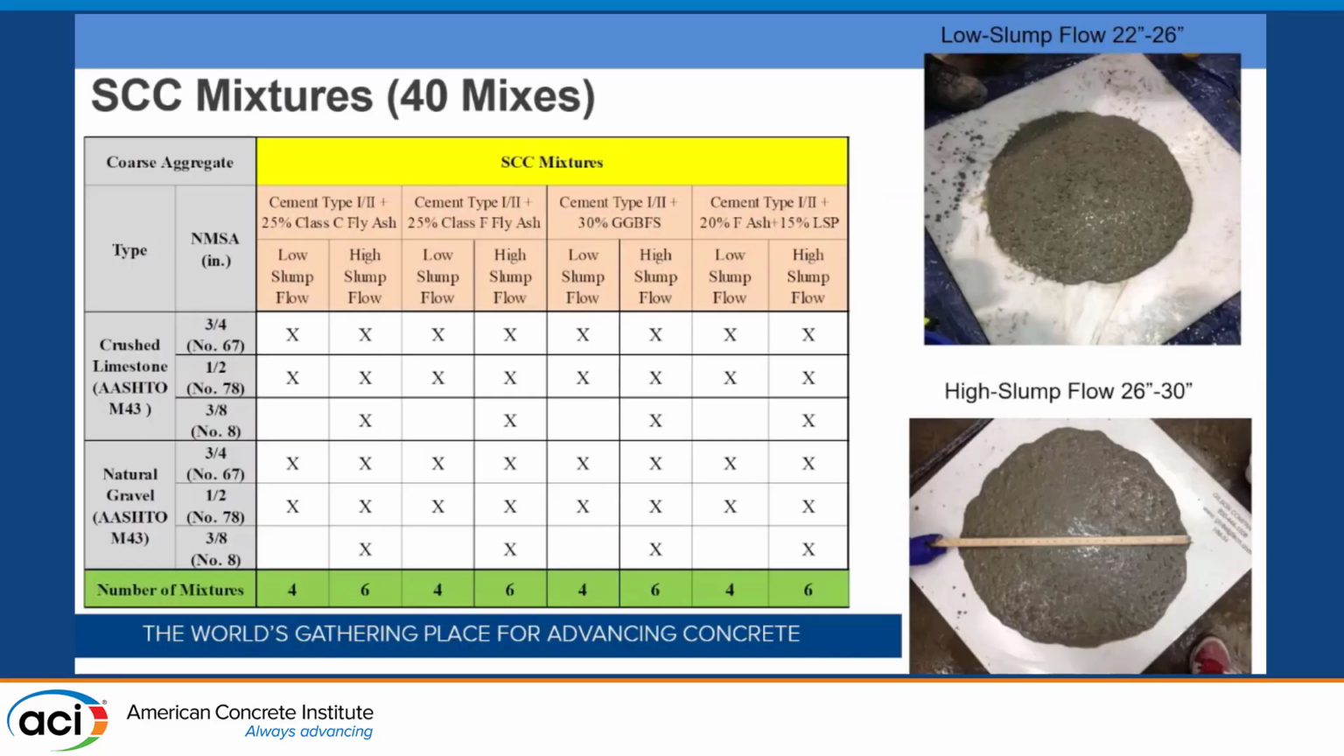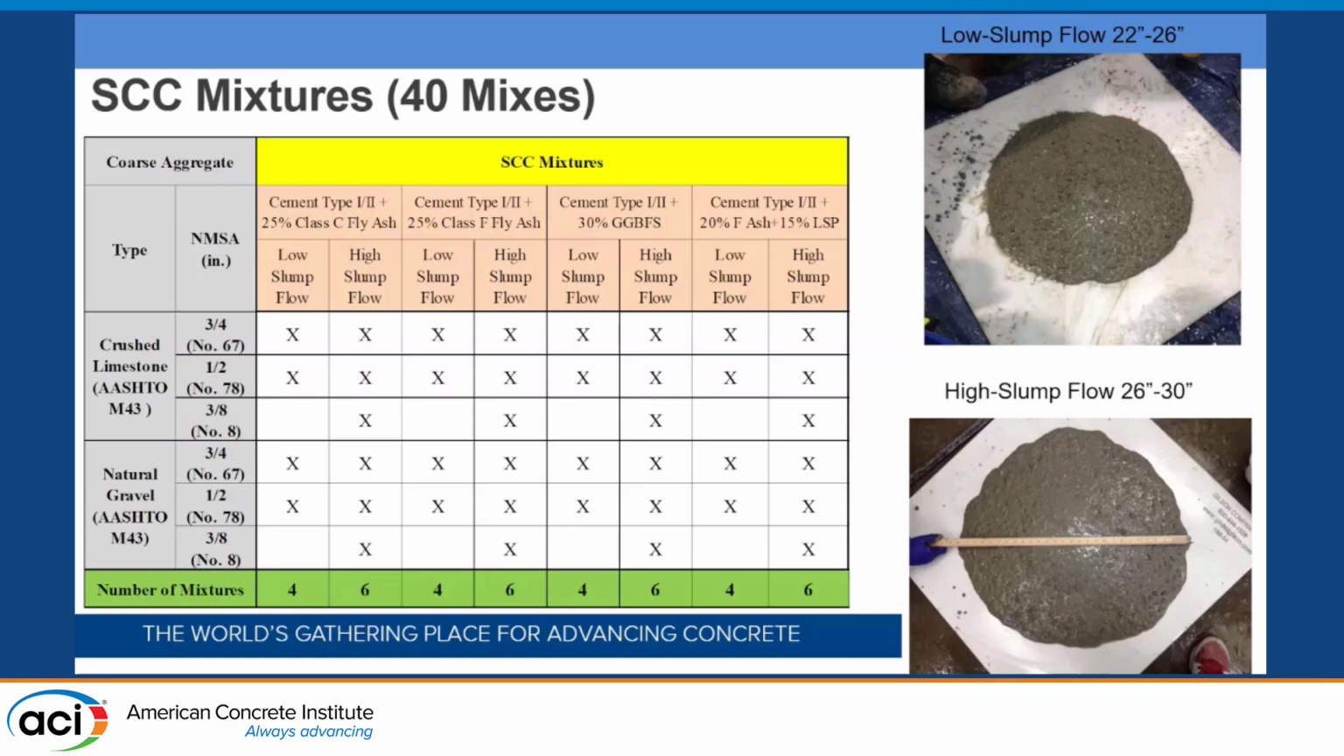To evaluate the wide range of mixtures of SCC, as I said, we have one group with crushed limestone and another group with gravel, and three sizes for each. And within each group, we had to try 4 different types of SCM that I explained.